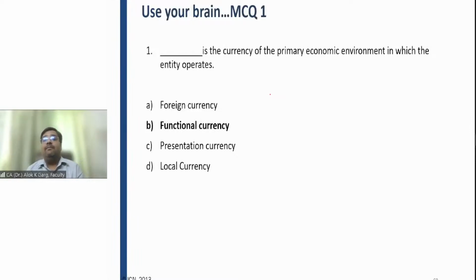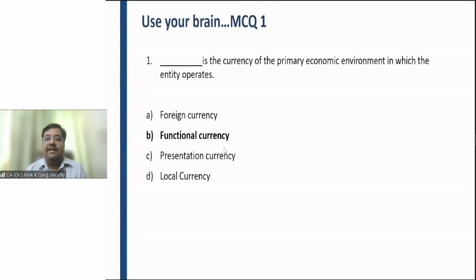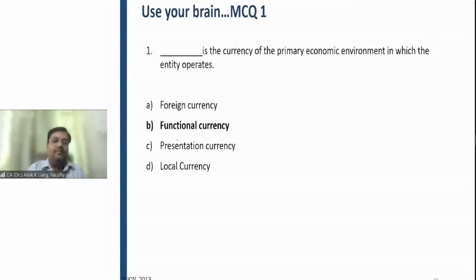Now let's take some multiple choice questions. Then if you have any query, I'll discuss that. Dash is the currency of the primary economic environment in which the entity operates. Foreign currency, functional currency, presentation currency, local currency. What is the right answer? Yes, functional currency is the right answer. Functional is the currency of the primary economic environment. B is the right answer.